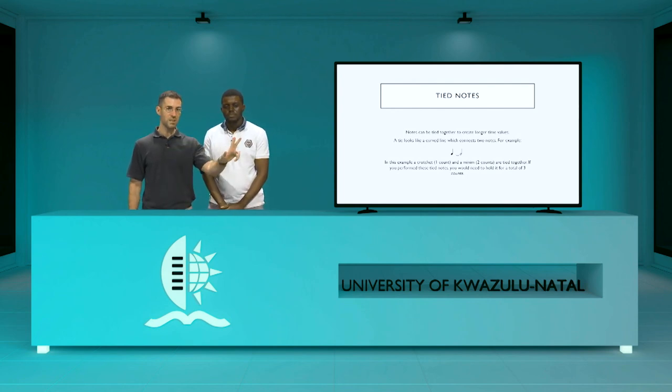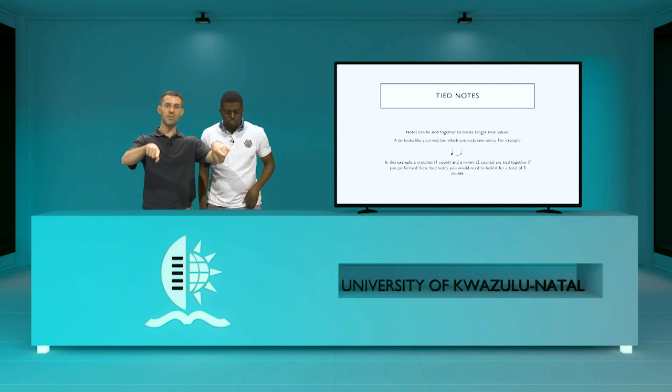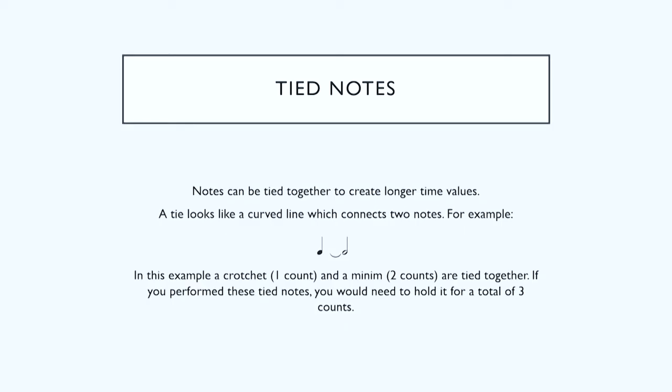1 is equal to 3, 1 is equal to 2. When you put a tie in between them, they become 1 note. So if you look at the screen now, you'll see that there is a crotchet worth 1 tied to a quaver, which is worth 2. That means that that whole note is equal to 3.